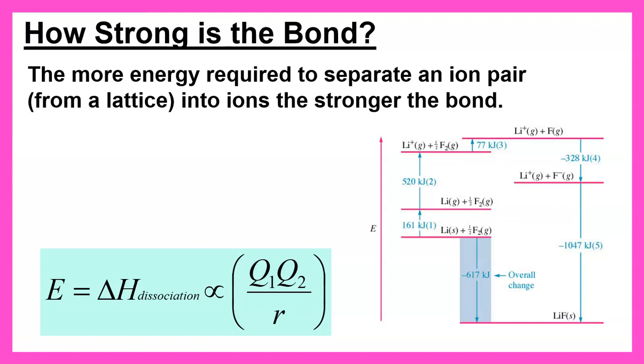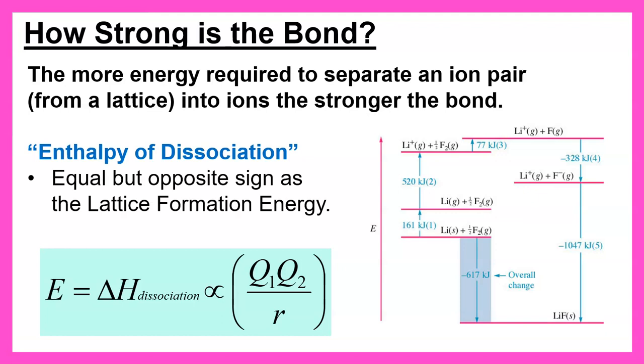Sometimes they will ask you questions about how strong is the bond. And what they're really asking you to look at is the enthalpy of dissociation in terms of the overall formation. It's the same concept though, isn't it? If a lot of energy is released when something forms, that means it's going to take a lot of energy to break it apart, right? So which means it's very strong. The sign will be different, right? It'll be a positive instead of a negative, but it's the same concept.